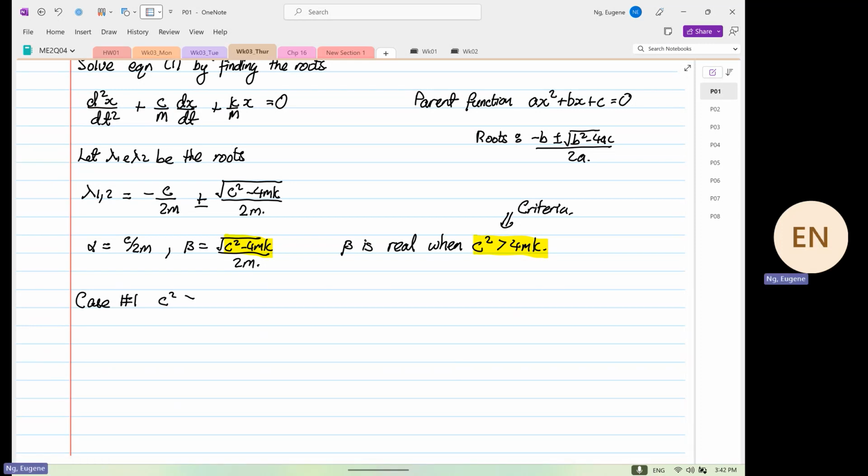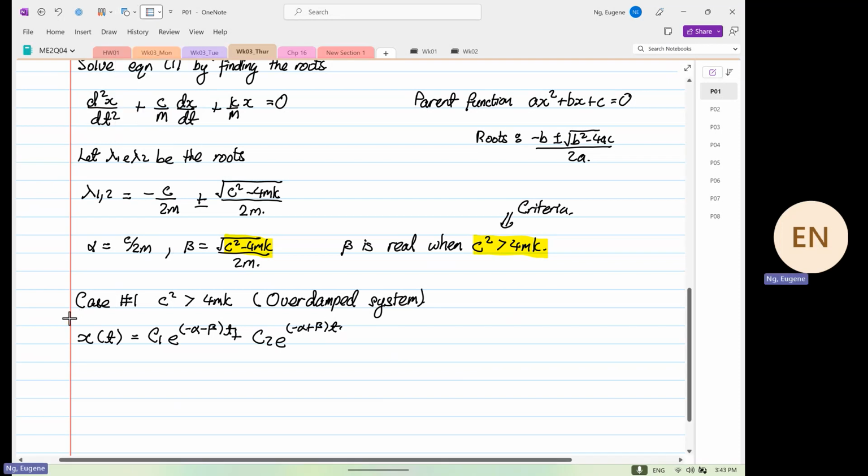So in this context now, we know case number 1, when c squared is greater than 4mk. This is a case where we have an overdamped system. And with this, we know that x as a function of time is equal to C1 e to the power of minus alpha minus beta, plus C2 e to the power of minus alpha plus beta, multiplied by t. This is an overdamped system.